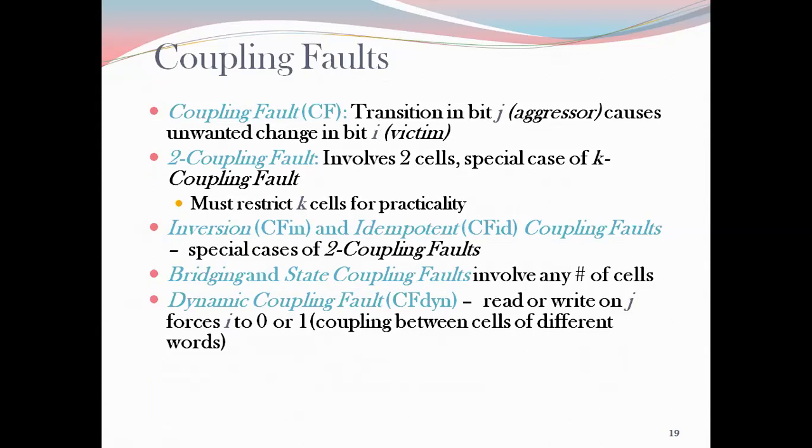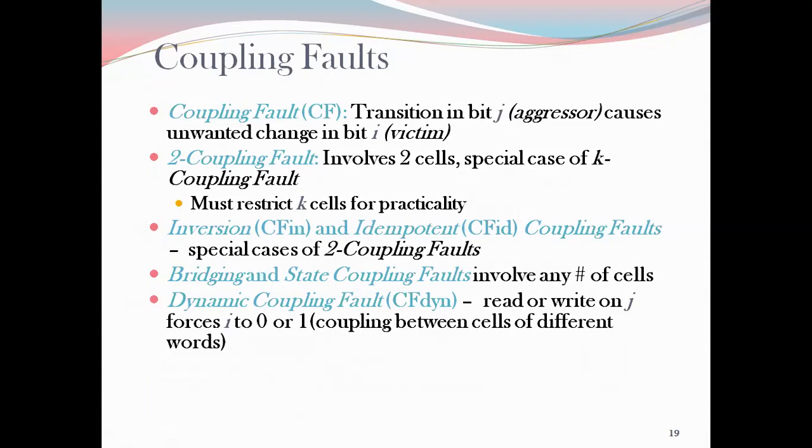K means if one aggressor is there and K victims are there, that is one cell changing its value is forcing at least K cells in the neighborhood to change their value. Okay. Then we have inversion coupling. Inversion coupling means that a cell, the aggressor, is changing its value and it is complementing the value of the victim cell.